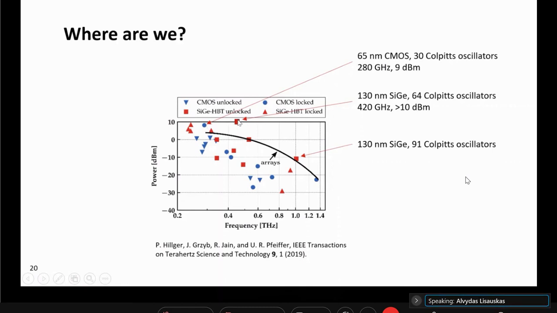Now, Ulrich Pfeiffer has 64 oscillators, and that's a record value. It's more than 10 dBm, so more than 10 milliwatts at 420 gigahertz using SiGe. And for example, the MIT group, I think they have 91 Colpitts oscillators here and have oscillation at 1 terahertz. So this is how you get to the power.